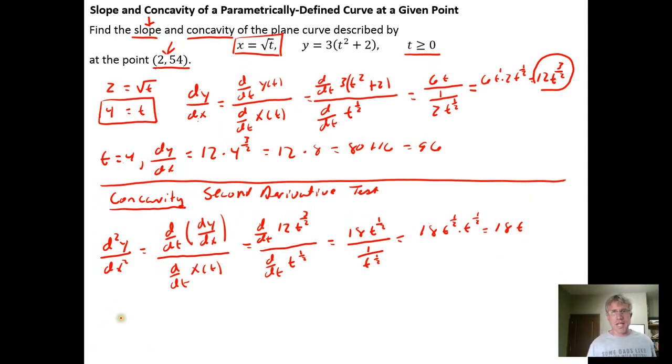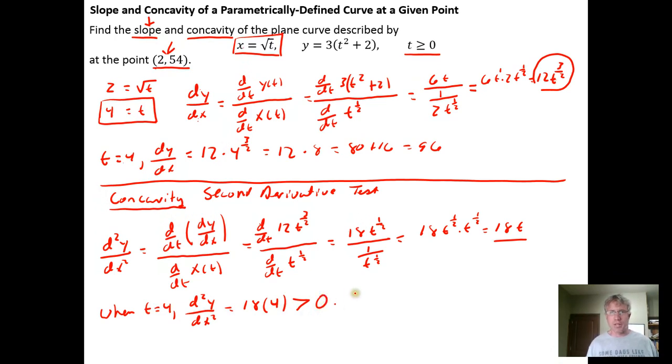And then we use the second derivative test. We say, what's the sign of the second derivative when t equals 4? So when t is equal to 4, d2y over dx2 is going to be equal to just 18 times t, but t gets replaced with 4. And I don't even need to evaluate this result. What I notice here is I have a positive times a positive, which is going to be a positive number. So this means that this result is going to be greater than 0.